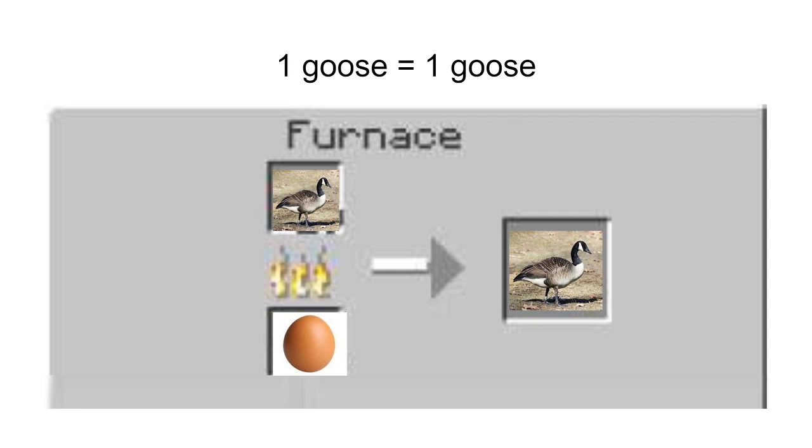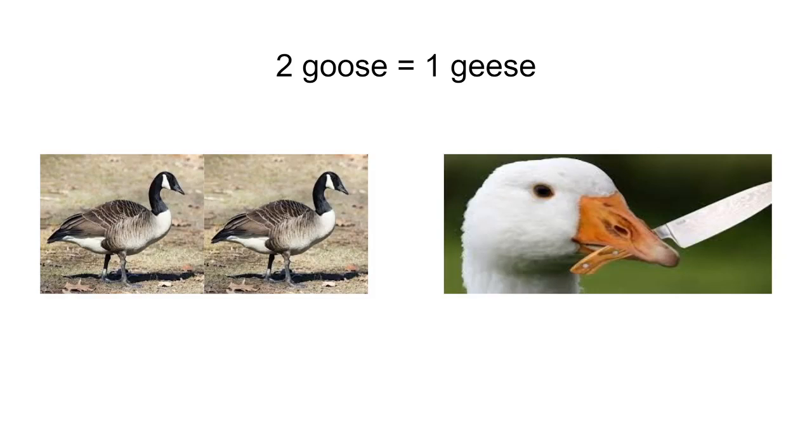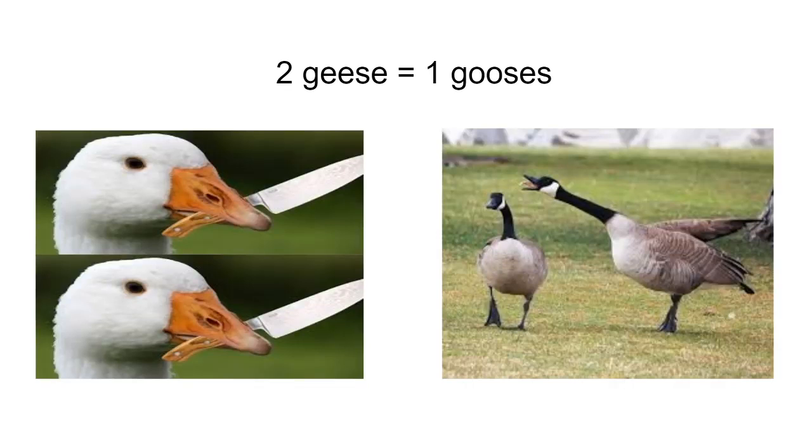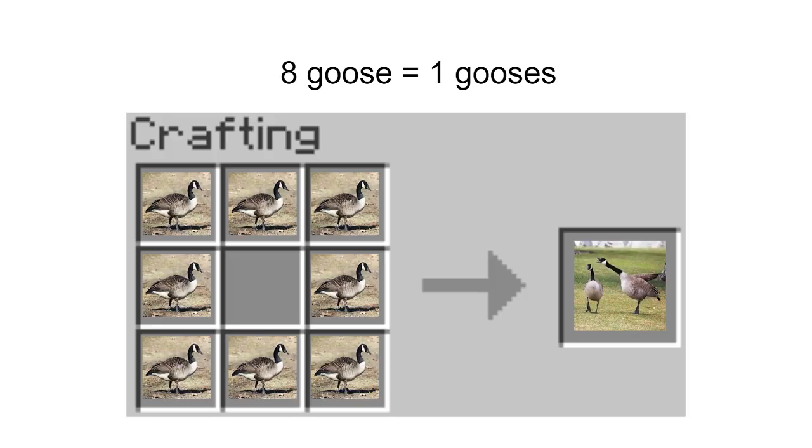And you can actually, an egg turns into a goose, if you do not know that. But here's where it gets interesting. Two goose equal one geese, and two geese equals one gooses. So right now, we're at eight goose equals one gooses. Goose is pretty much the standard based on which everything else is laid around.